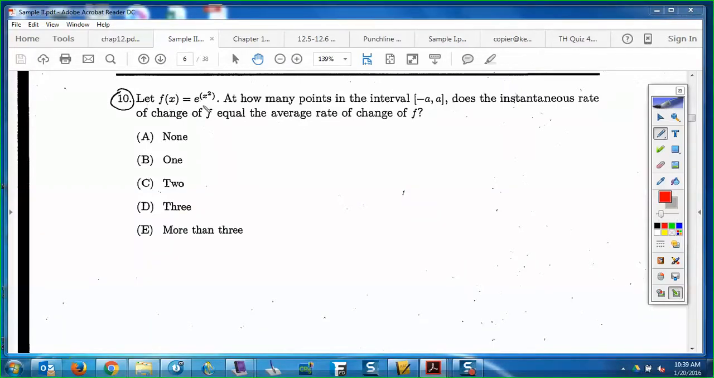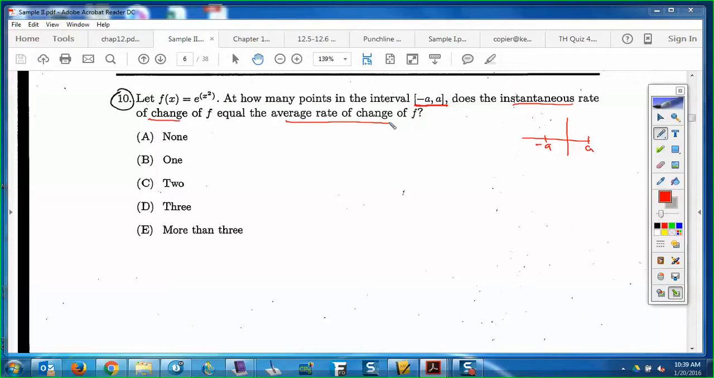So let f of x equal this. At how many points in this interval, negative a to a, so that's here and here, whatever, that doesn't really matter, but that's kind of what we're talking about, does the instantaneous rate of change equal the average rate of change? Okay, two very important terms. Back at the beginning when we first talked about derivative, we put up two columns. We said here's algebra 1, here's calculus. What's the difference between them? Well, algebra 1, you do average rate of change. In calculus, we do instantaneous rate of change.